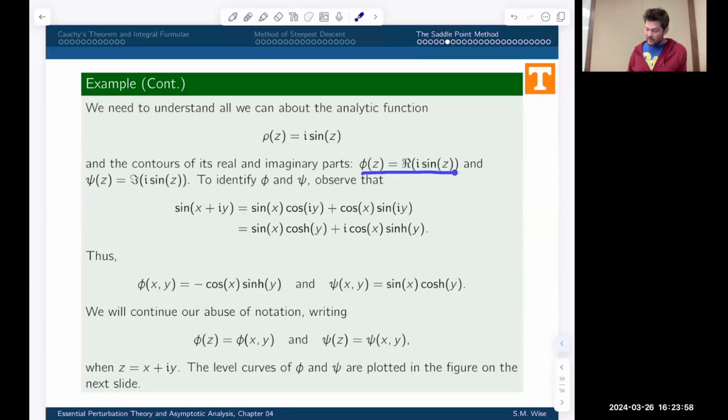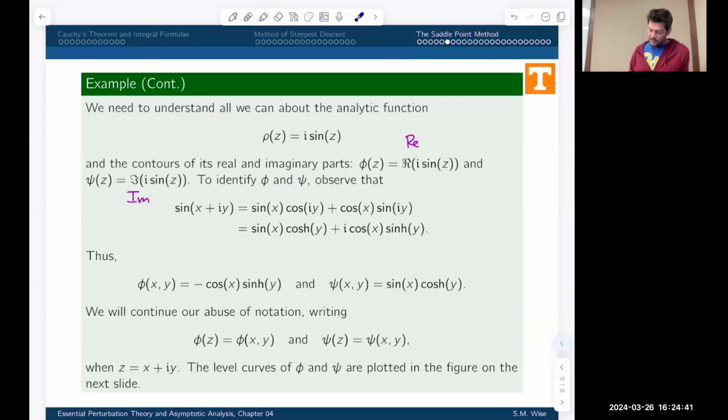Phi is the real part of i sine z, and psi is the imaginary part. If I'm writing this by hand, I'm going to write real part here, and here I'm going to write imaginary part. I think that's math fraktur. Is it calligraphic? I think it's fraktur, but I could be wrong. It's one of the math fonts used in LaTeX, and it's commonly used for this: capital I in that font stands for imaginary part.